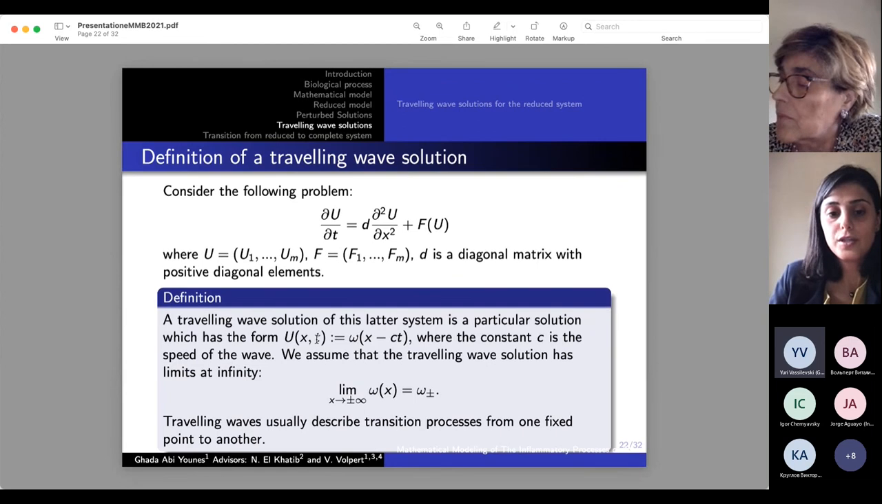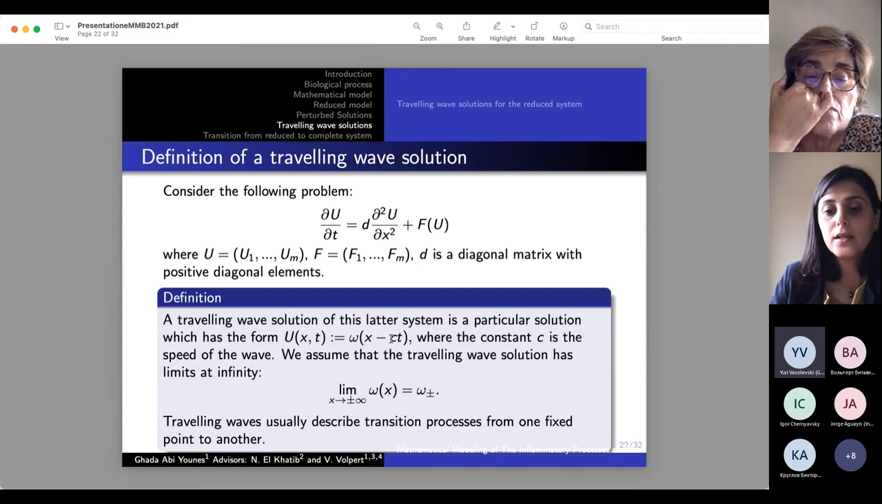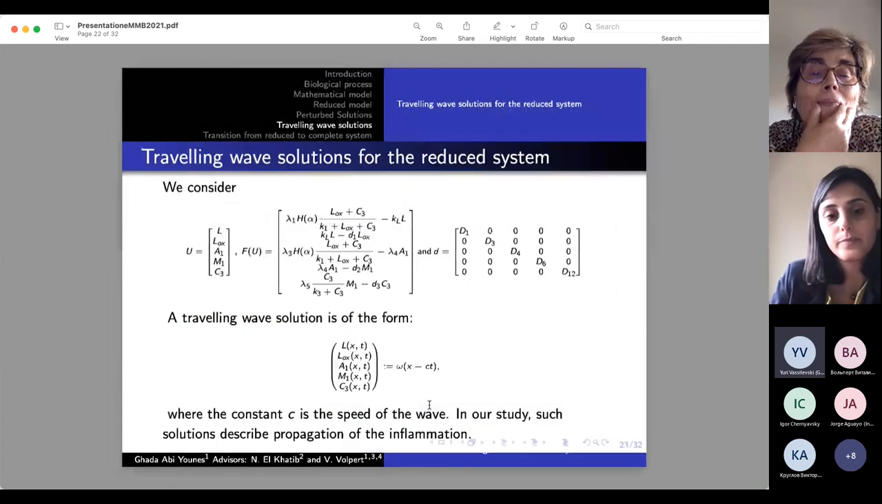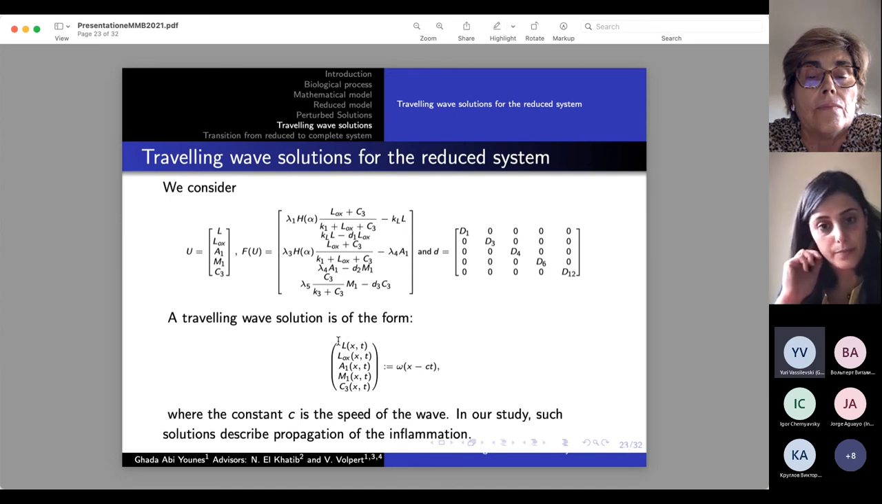A traveling wave solution, in fact, is a particular solution of this form: u(x,t) = ω(x − ct), where c is the speed of the wave. And of course, this wave has limits at infinity, ω plus and ω minus. So if you would like to apply this to our model, then u takes this form, then f(u) and D. And finally, the solution ω(x − ct) takes this form. And for our model, such a solution describes the propagation of the inflammation.